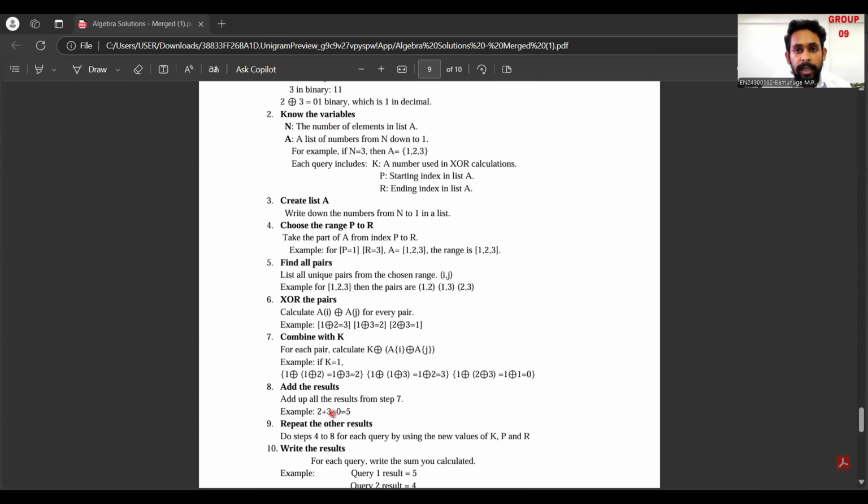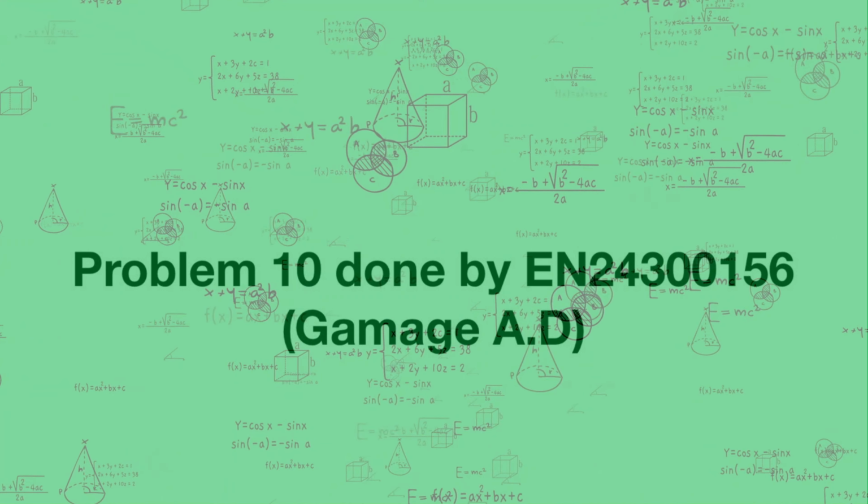For example, if k equals 1 and the range is 1, 2, 3, you will calculate pairs like 1 and 2, 1 and 3, 2 and 3, and sum the results. Those are the simple steps to solve XOR.